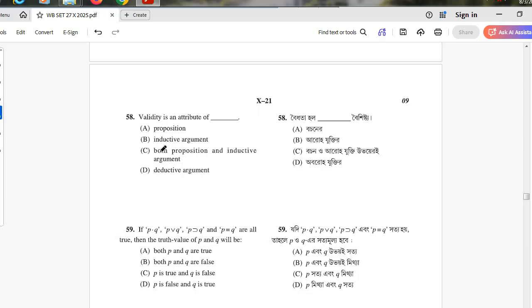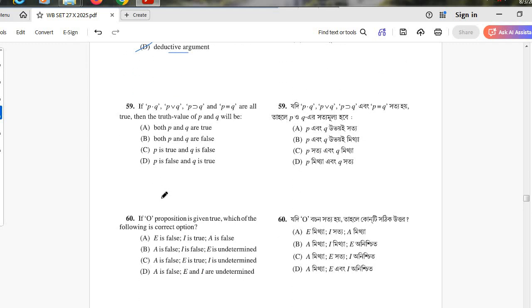Question 58. Validity is an attribute of: A. proposition, B. inductive argument, C. both proposition and inductive argument, Option D. deductive argument. And correct answer is option D, deductive argument. Validity, invalidity argument में होती है, proposition, statement क्या होती है, true और false होती है.